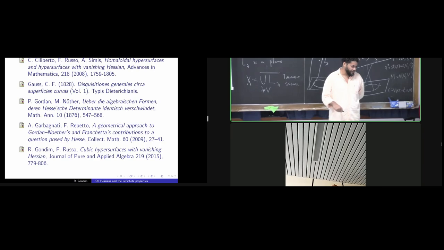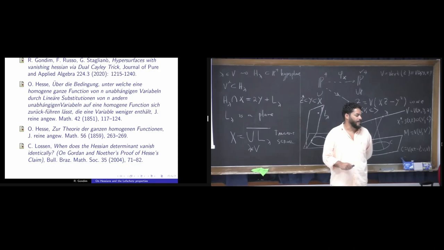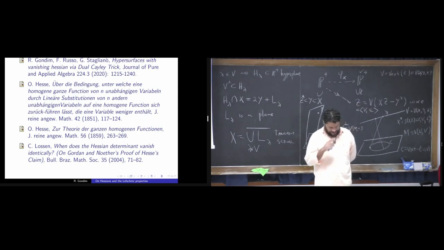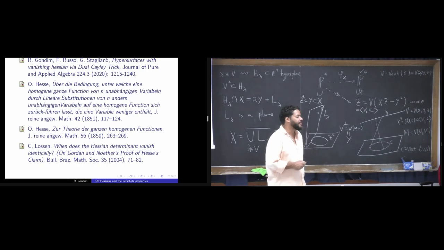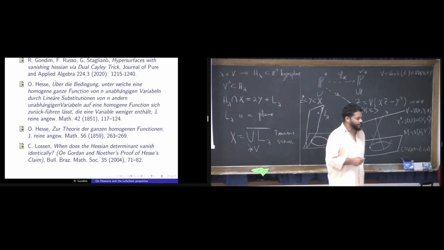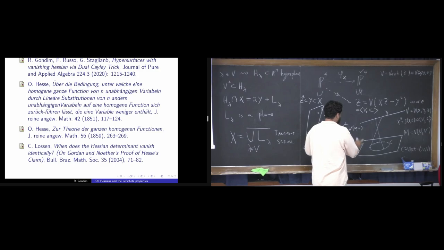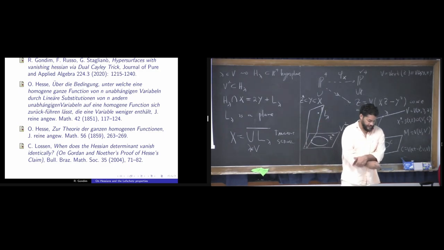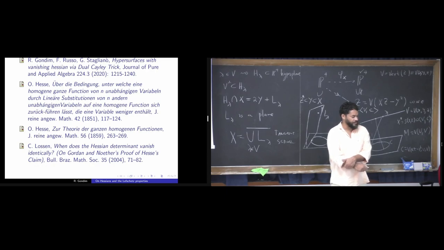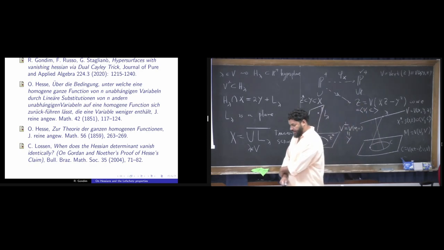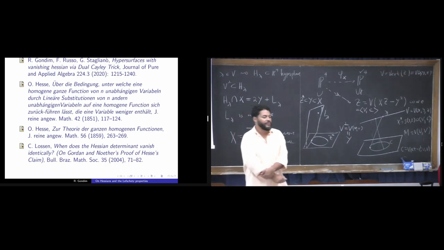Here we revisit Perazzo's original work. In this paper, we did some generalizations, giving other families of hypersurfaces with vanishing Hessian. These have a very different geometric structure. These are the two original papers of Hesse, where he gave two long proofs of his wrong claim.